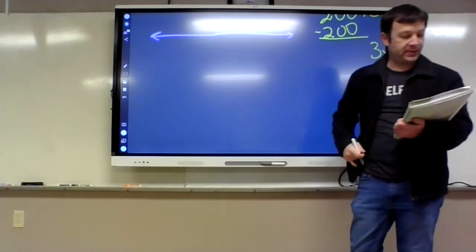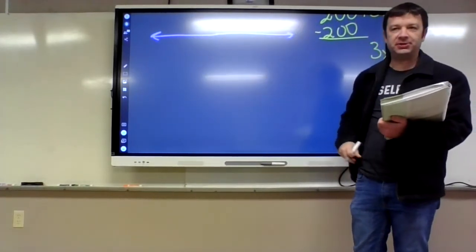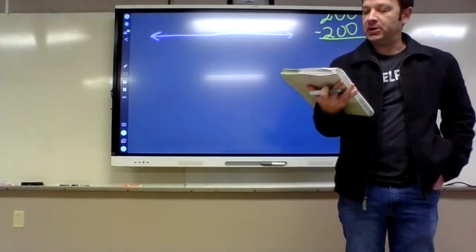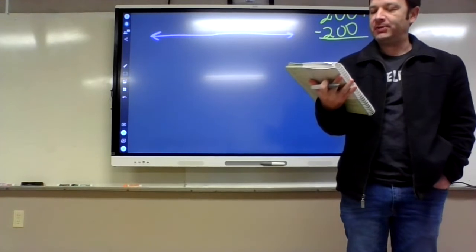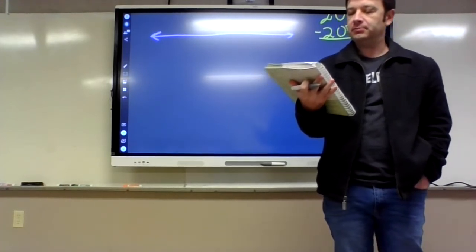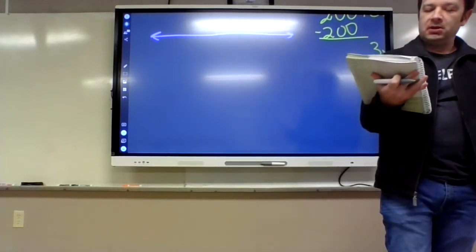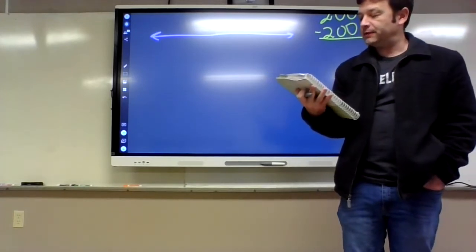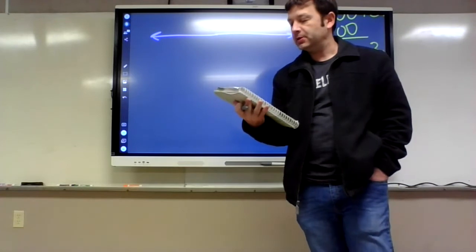Okay, so why don't you guys try and fill this in as I read it here. The first car travels an average of 50 miles an hour. The second car goes an average of 55 miles an hour.